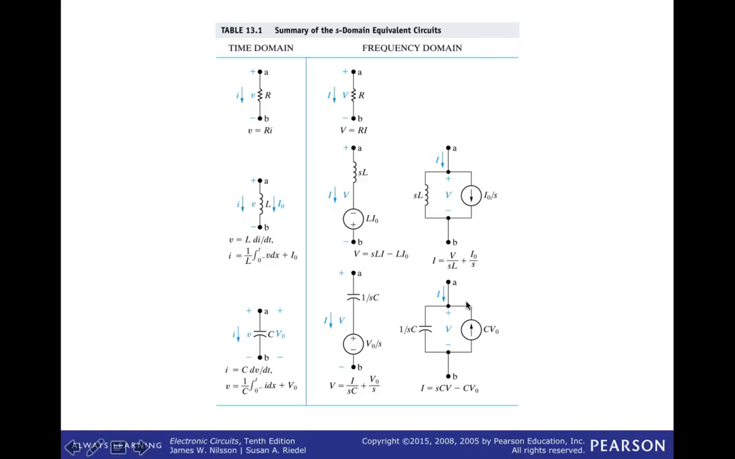The same is true of signs. If V sub 0 is negative 3 volts, then over here you would have minus 3 over S, and you'd leave the sign the same. If the polarity were reversed, then you would reverse the polarity here. So basically you duplicate polarity and sign in the source over here.